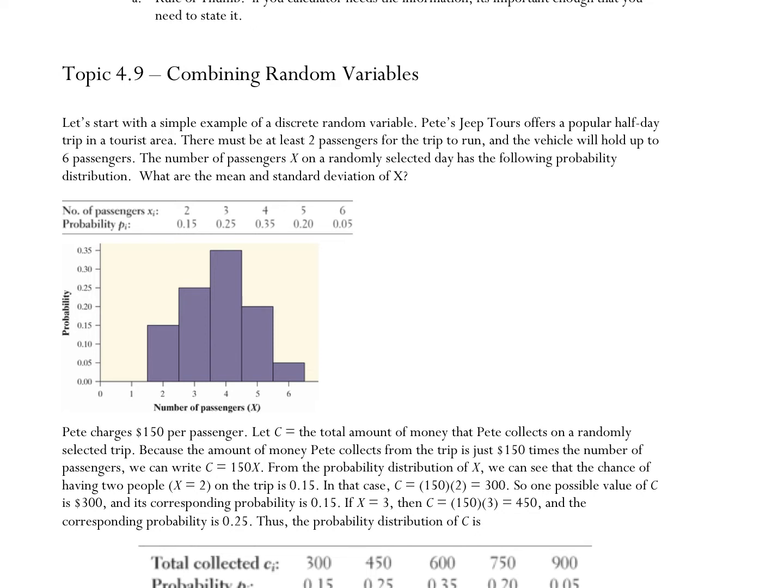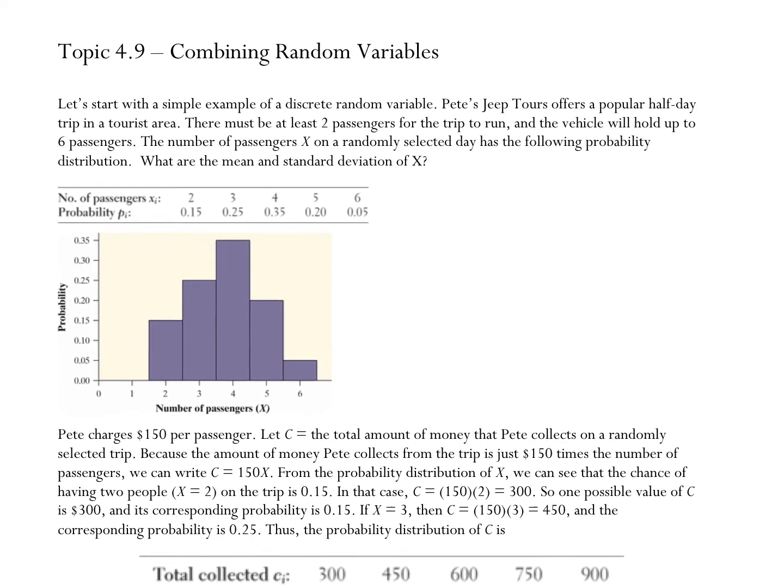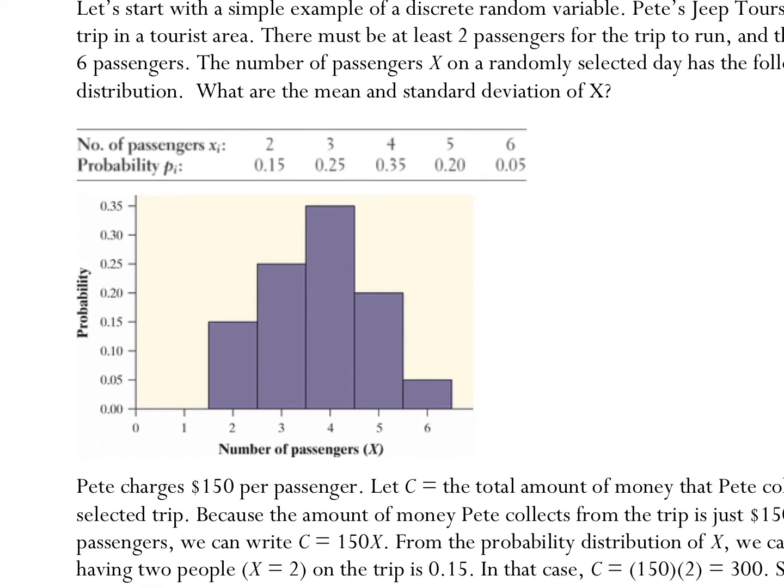Cool. And so Pete only runs his tours when it's going to be profitable, right? So he won't run the tours unless he has at least 2 people. Sometimes he gets 2 people, sometimes 3, sometimes 4, 5, 6. So this probability distribution is the number of people that are going to go on one of Pete's Jeep tours. You can see most frequently he gets 4 people, sometimes as many as 6, though it's pretty rare to get 6.